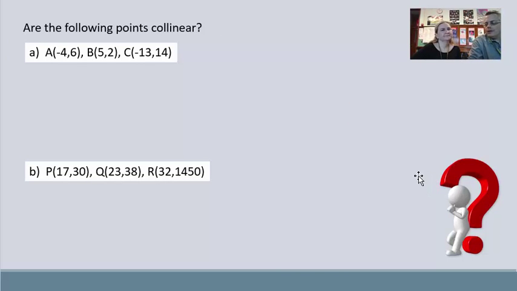So here's a little challenge. We're given 3 points and we've got to decide if they lie on the same line or not. How are we going to do that? We're going to check: if we pick any pair, will they give us exactly the same slope? We can do A and B, and then B and C. Let's start with A and B.